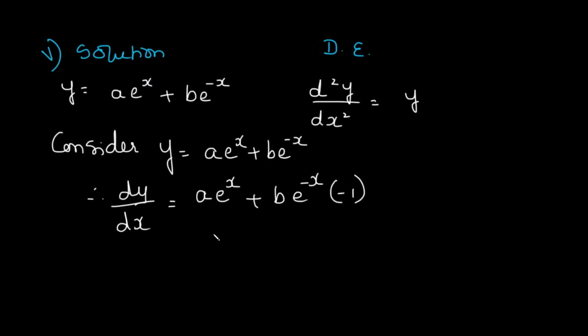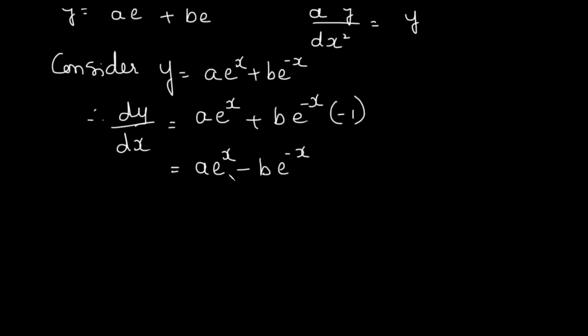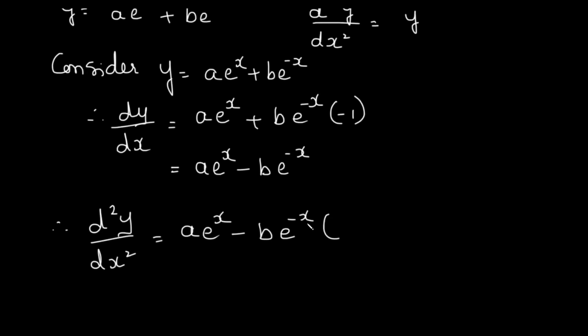I hope you remember the rules. So in this case it becomes a e raised to x minus b e raised to minus x. So this is our dy by dx. As we notice, we also require d2y by dx2 here. So we find the second order derivative now. Differentiating this equation, we get a e raised to x minus b e raised to minus x again, and also by chain rule the derivative of minus x, which is minus 1.